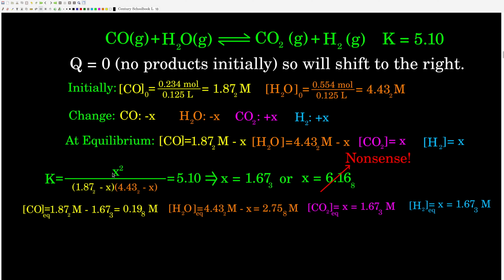So K is equal to products over reactants, each raised to the power of its coefficient. So concentration of carbon dioxide is X, concentration of hydrogen is X, X times X is X squared, that's where that comes from. Concentration of carbon monoxide at equilibrium is 1.872 minus X, and steam is this. So this, guys, is a quadratic, second order polynomial. And so we solve that.